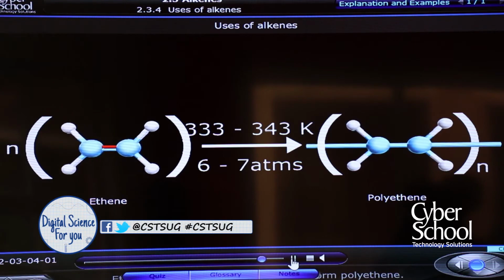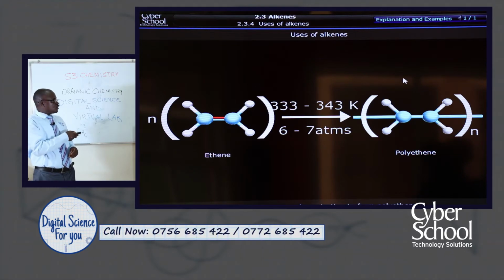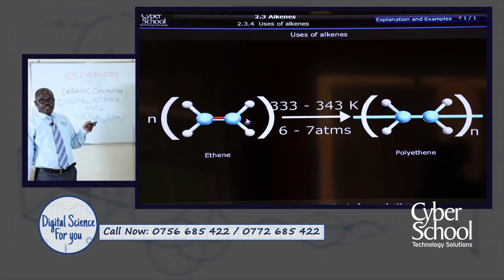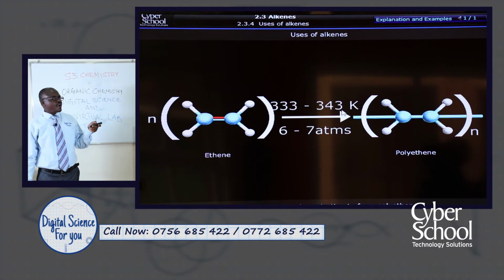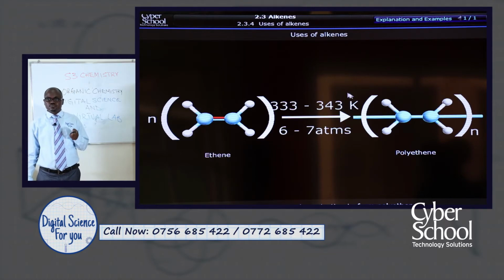Let us first play it and complete, and then I explain. What is in the brackets here is a structure of ethene, and the N outside the bracket shows very many molecules, numerous molecules. So, when very many molecules of ethene are reacted at 343, that is the temperature in Kelvin.